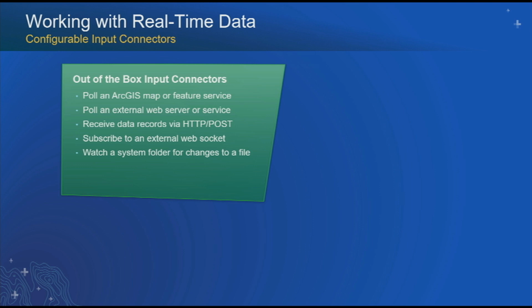GeoEvent Server out of the box, when you install it, comes with numerous input connectors, a good 25 or so. I've put a sample of some of these input connectors here. For example, GeoEvent Server can pull your map or feature services within the Enterprise or ArcGIS Online to retrieve that data. This is useful if you have users in the field using Collector for ArcGIS and they're updating data. We can use that as an input data source for GeoEvent to bring that data in and perform some sort of analysis on it.